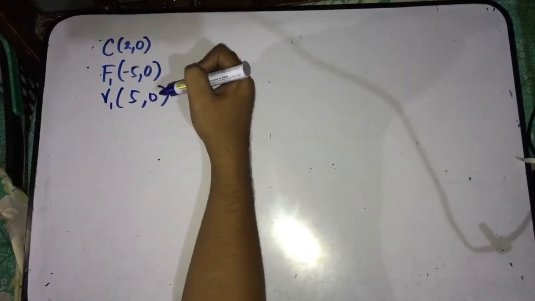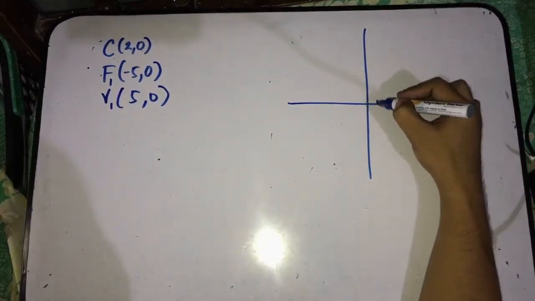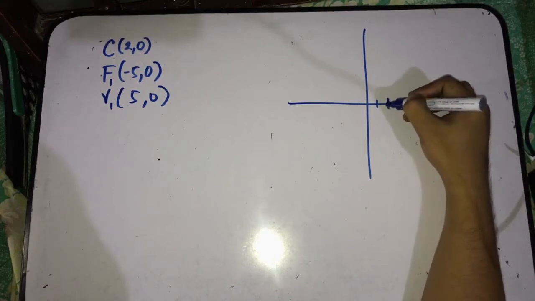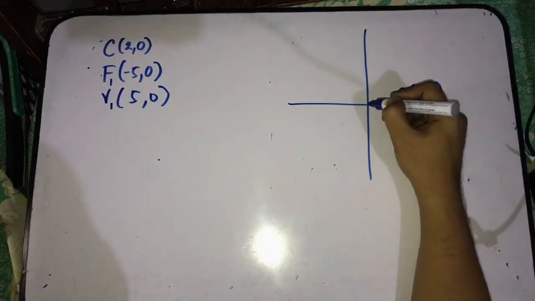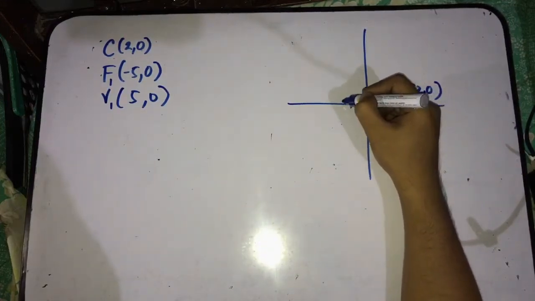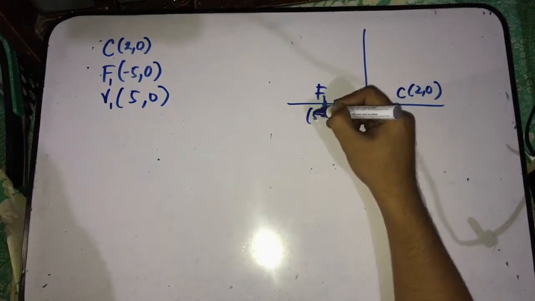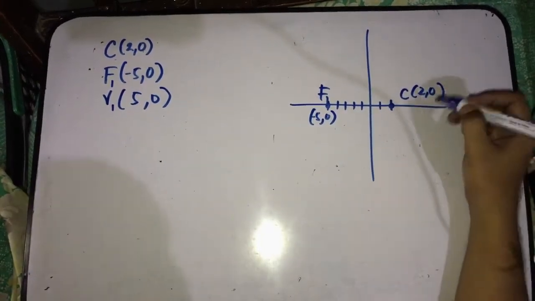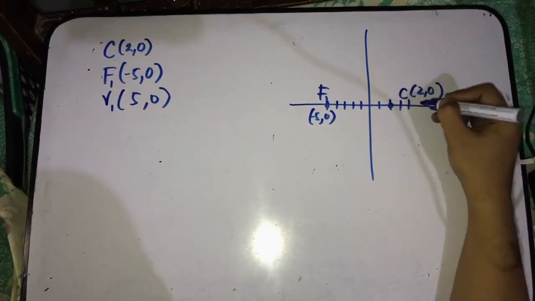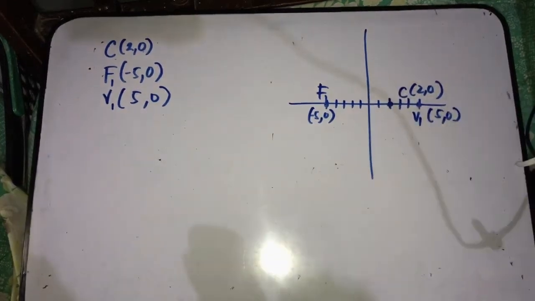Okay, if this is the case, let's say we have f1 and v1. All we have to do is to graph or plot the points first. So in plotting, the center is 2, 0. So this is the center. One endpoint of the foci is given. That is negative 5, 0. So that is f1, negative 5, 0. v1 is 5, 0. So this is v1, 5, 0.